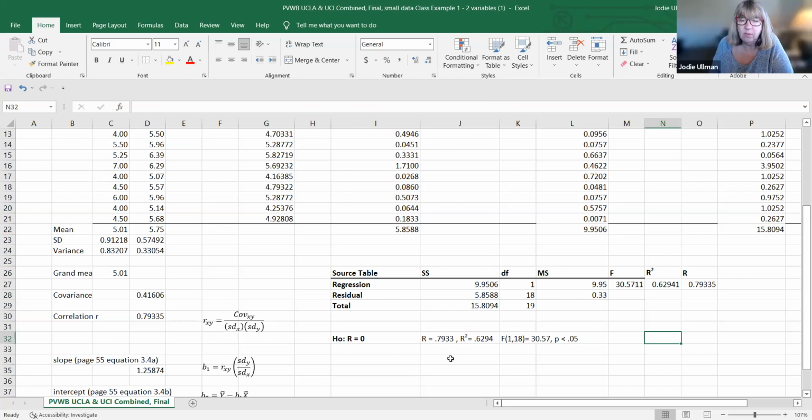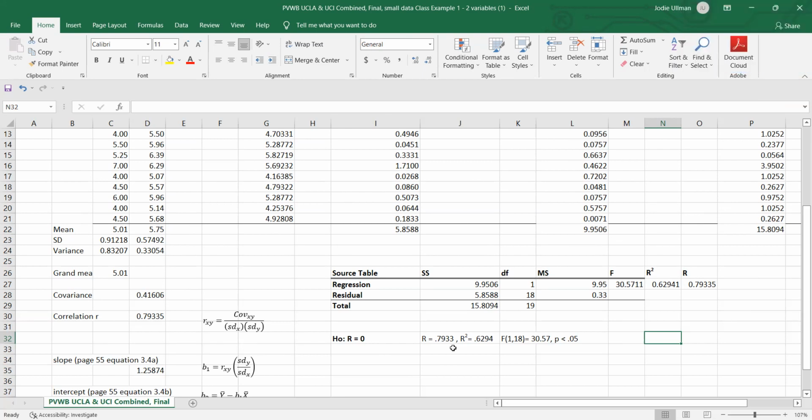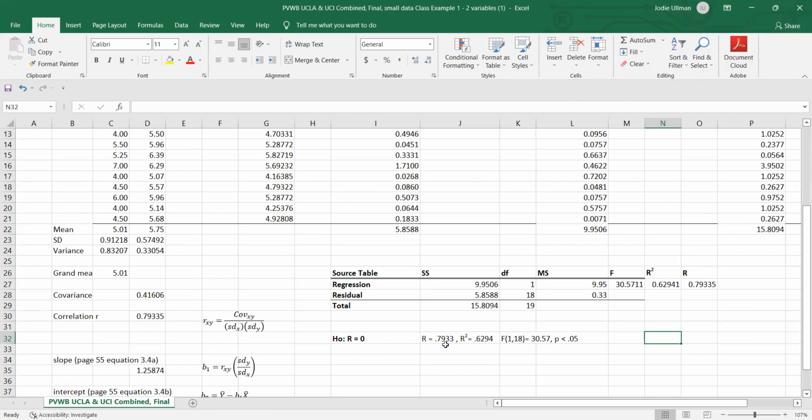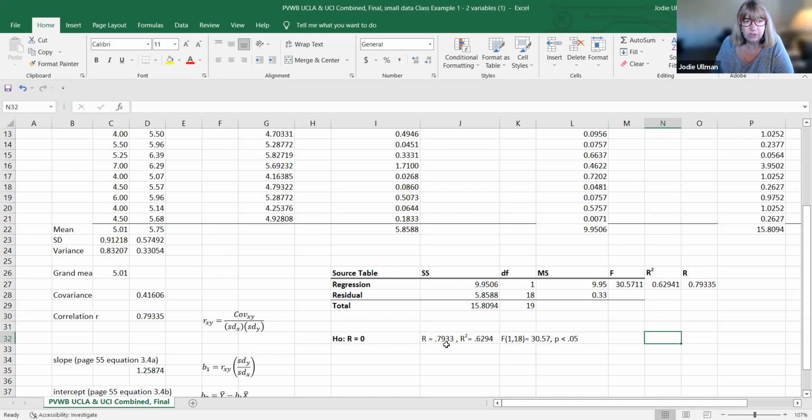Well, the grammar terms for what? For the outcome, I believe. I'm not sure what I missed. For multiple R, we're testing, multiple R is testing, is our full regression line different from zero? So are we able to predict awe from positive emotion? So can we predict our DV from our predictors?